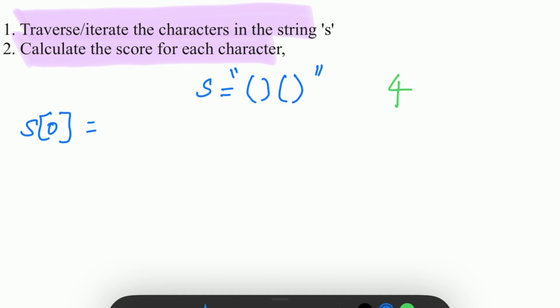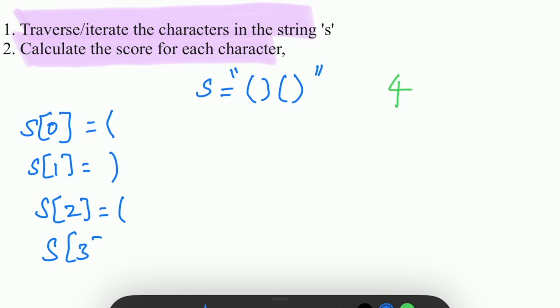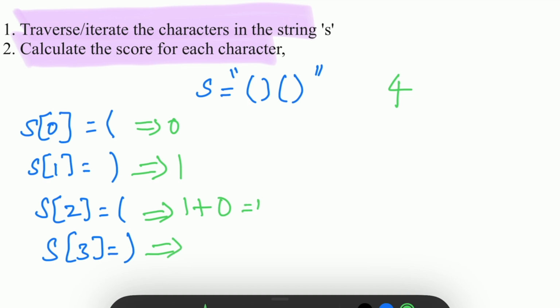S of 0 contains open parenthesis, S of 1 contains close, S of 2 contains open parenthesis, and S of 3 contains close parenthesis. The score of S of 0 is 0, S of 1 is 1, S of 2 is previous score plus 0 because it is open parenthesis, and for S of 3 the previous score is 1 plus the current score is 1. So the score for this particular string is 2.